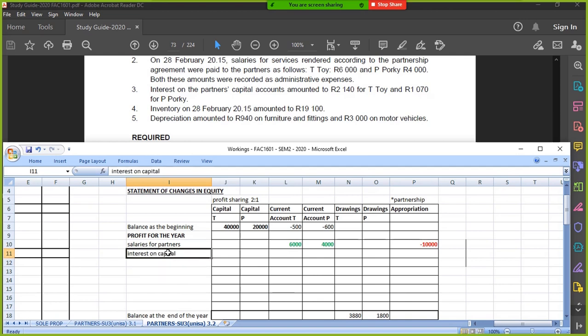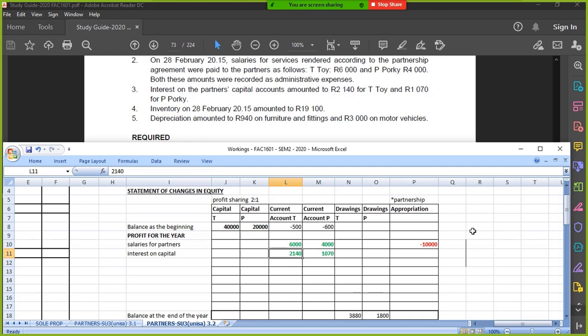It must go there. What does interest do to their current account? It increases their current account because they're entitled to more. Let's read it again. Interest on partners' capital account amounted to 2,140 for Toy and 1,070 for Porky. That's going to increase their account to show that. The interest is applicable on their current account, it's going to increase, and it's due on their capital.